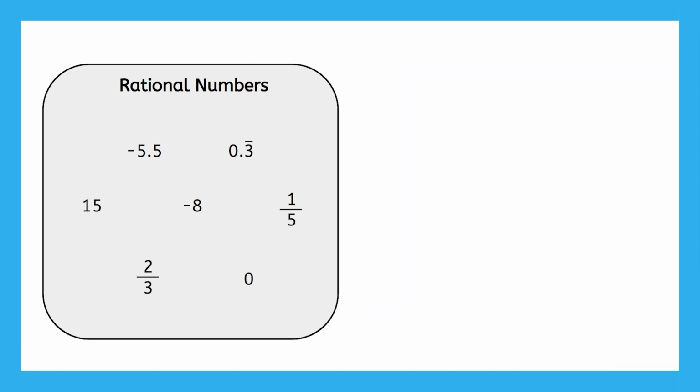All right, first, what do you notice about the rational numbers? I see decimals, fractions, and integers in this group. Do you see the word ratio in rational? Rational numbers are defined as numbers that can be written as fractions. Technically, fractions are a type of ratio.